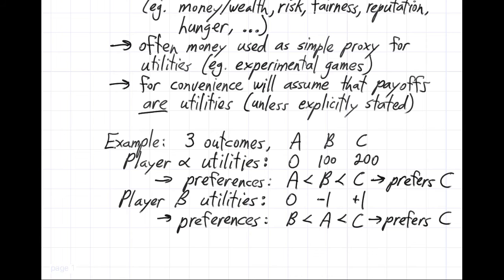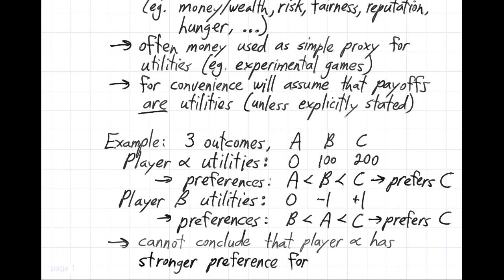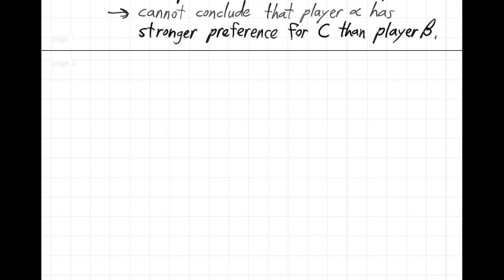The only little tricky thing here that you gotta keep in mind is that you cannot conclude that player alpha has a stronger preference for outcome C than player beta. You can't compare utilities across players. All you can do is compare the preferences or the utilities of a single player. And there are even nuances to that we'll talk about later. Okay, let's move on to talking about solution concepts.